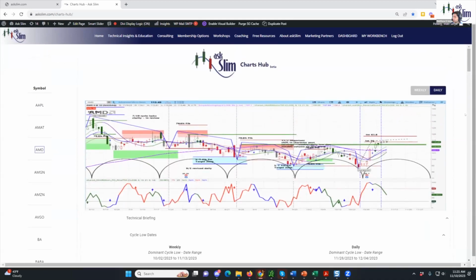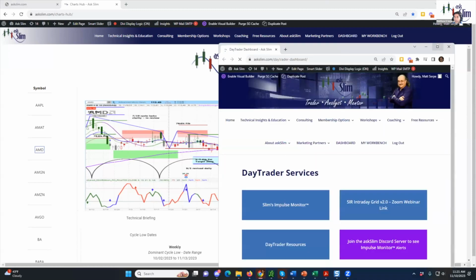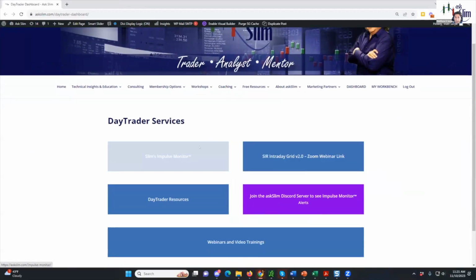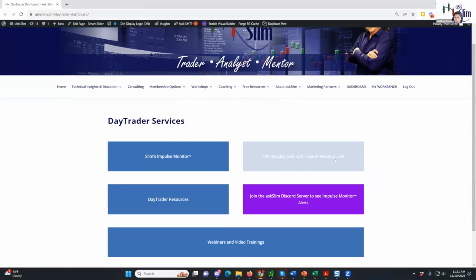All right, next we're going to talk about our new day trader service. We're super excited that we've recently launched this one. I'll pull over the dashboard for it, and we'll go live and look at it. So our day trader service includes our new impulse monitor, and it also includes our SIR intraday grid 2.0. This has specifically been designed for day traders.